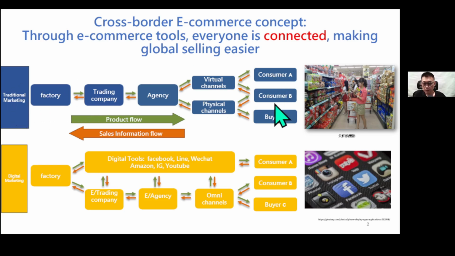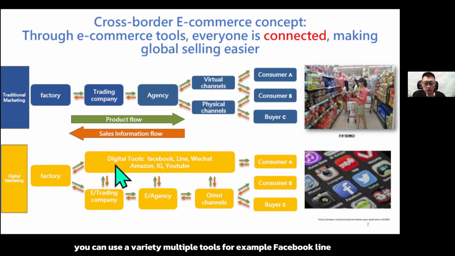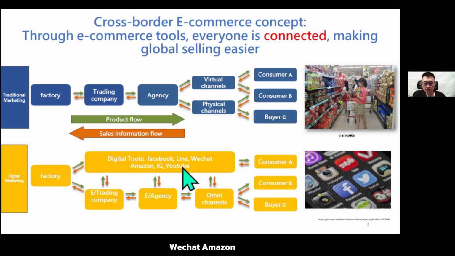That's the traditional one. But now we have a new situation, and you watch the bottom, the orange part. It's digital marketing here. With digital marketing, a factory or anyone who supplies products can use a variety of multiple tools. For example, Facebook, Line, WeChat, Amazon, Instagram, YouTube. Now with AI tools, right?